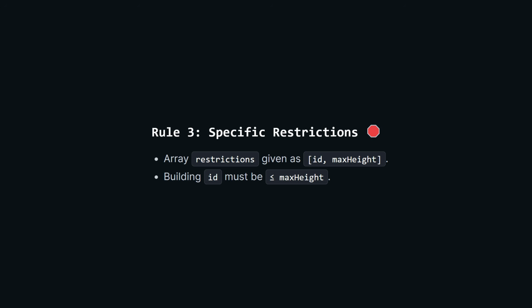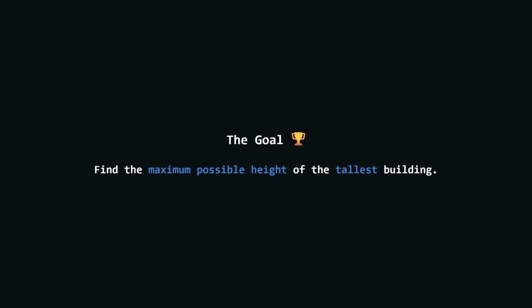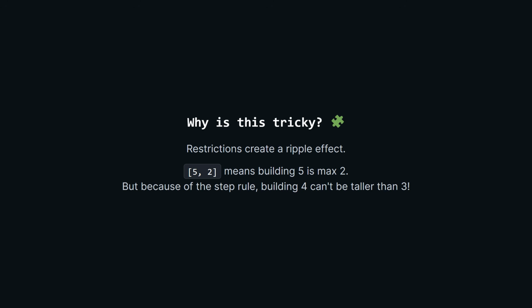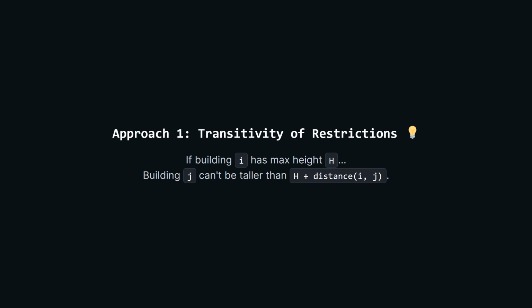Final rule is that the City Council gives us a specific list of restrictions for certain buildings, limiting their maximum height. Our goal is to figure out the absolute highest we can build any single building without breaking any of these rules. This is tricky, because a restriction on one building creates a ripple effect. If building 5 can only be 2 stories tall, then building 4 can't possibly be taller than 3 stories because of our step rule. This ripple effect is called the transitivity of restrictions. It basically means the maximum height of any building is limited by every restriction plus the distance to that restriction.